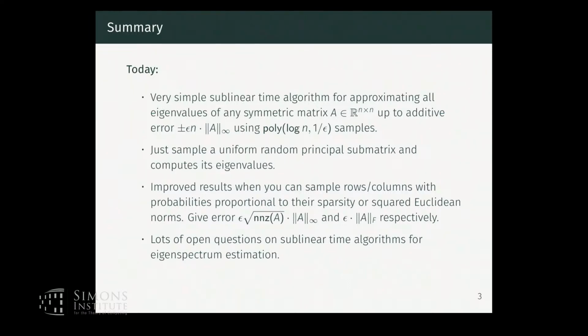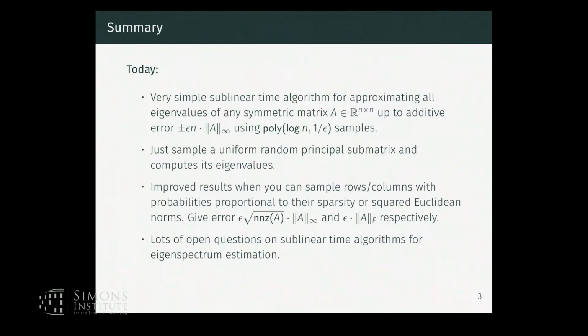The algorithm's trivial. I'm just going to take my big matrix, sample a smaller principal submatrix from it randomly, compute the eigenvalues of the smaller principal submatrix, and use them to approximate my original eigenvalues. So the algorithm's trivial. The main work is analyzing why this gives good approximations.